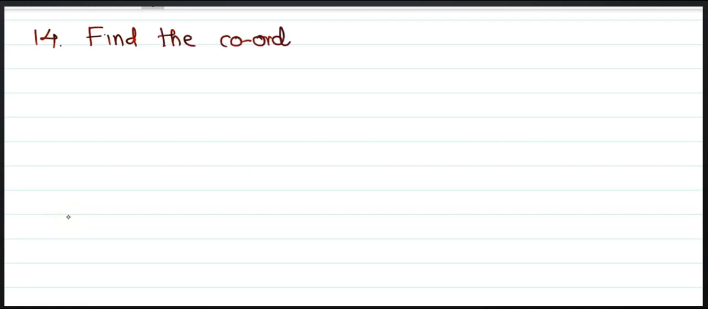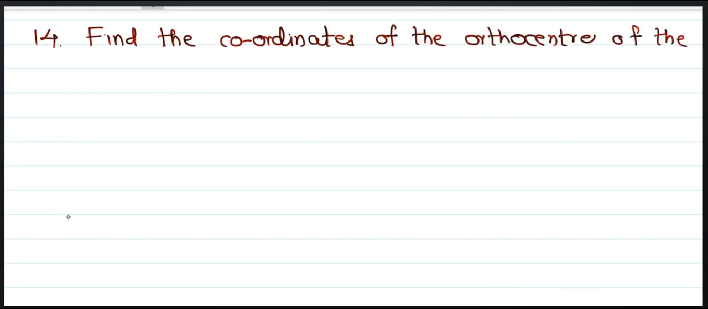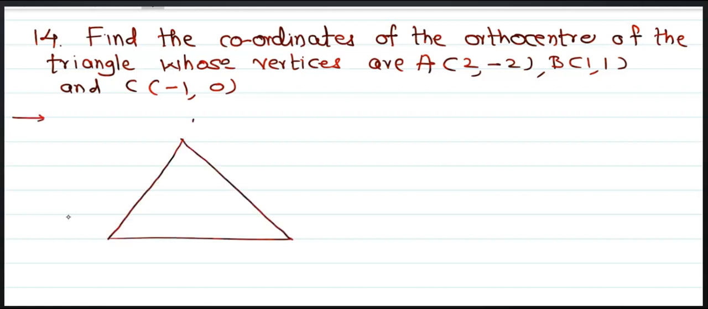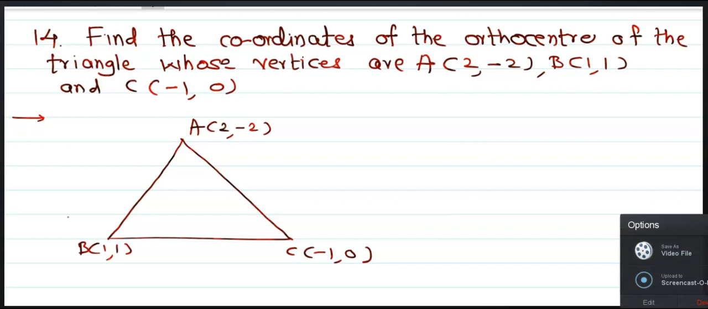Now question number 14. Find the coordinates of the orthocenter of the triangle whose vertices are A(2, -2), B(1, 1), C(-1, 0). Now to find the orthocenter, draw the perpendicular from each vertex, find the equations of those altitudes, and find their point of intersection.